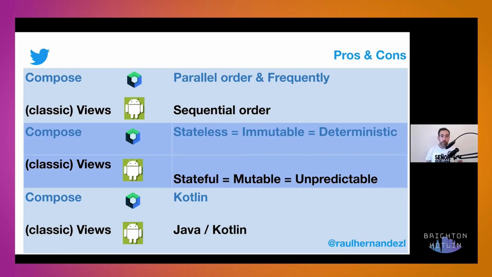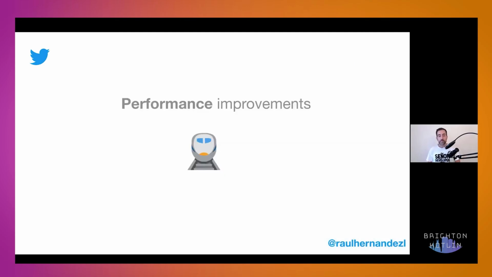Then Compose only runs in Kotlin, so better be migrating everything if you still have Java files. Classic views on the other side can use Java or Kotlin files. Obviously, because classic views belong to the Android OS, they for sure won't be removed. Now, thinking about different improvements, performance is something that Compose really achieves. Basically, we're going to have parallelization in the rendering of the UIs, and it is meant to be really, really fast. Now it's already fast, but in the future, it's probably going to be even better.